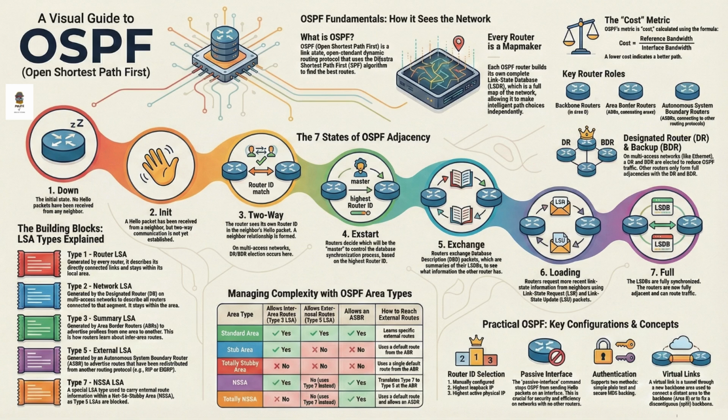The cost metric is calculated using that crucial, simple formula: cost equals reference bandwidth divided by interface bandwidth. Let's break down the implications of this formula. It's prioritizing superior bandwidth over minimizing the number of devices you cross.